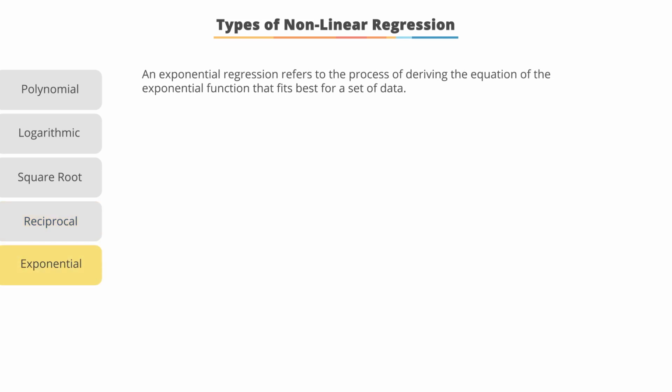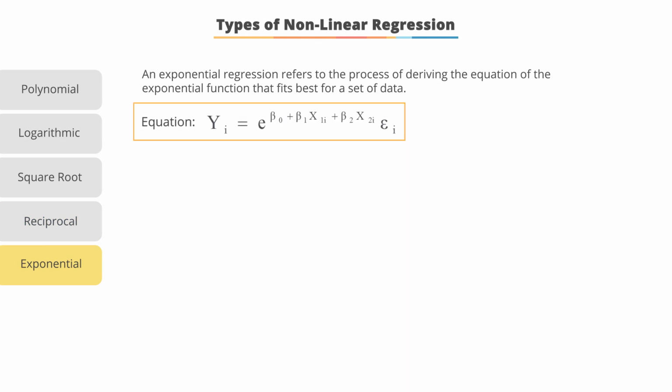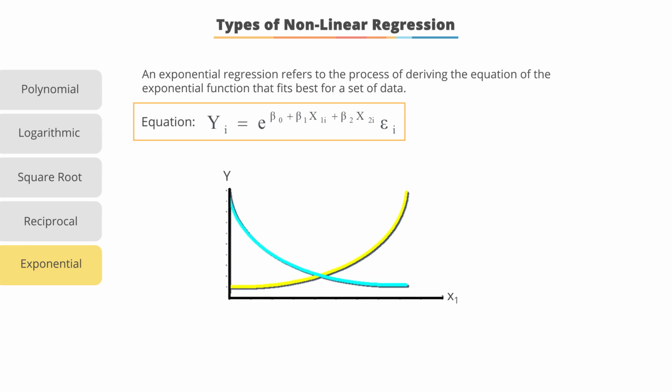So an exponential regression refers to the process of deriving the equation of the exponential function that fits best for a set of data. So if things tend to increase or decrease exponentially as continuous growth or extreme decay, then we might use e to the power and then put the equation there. And that way the entire equation is actually an exponential function.